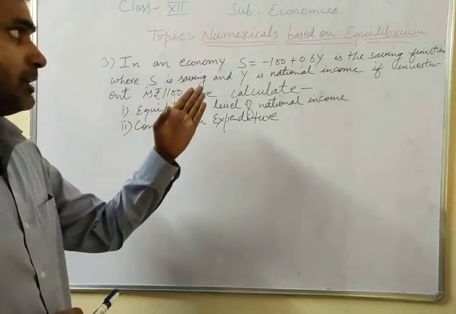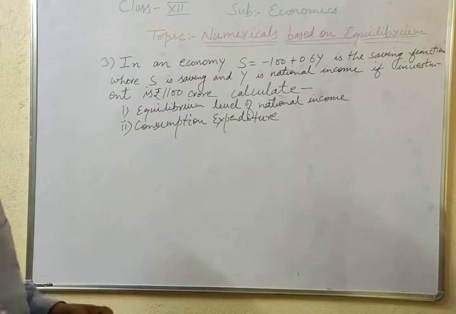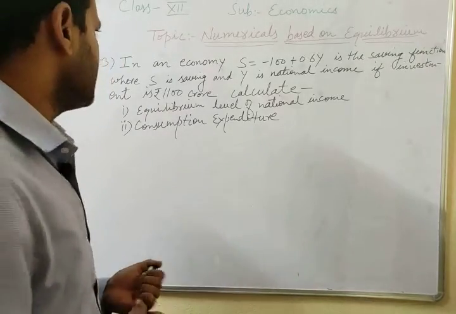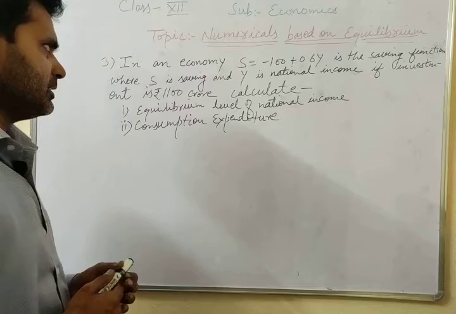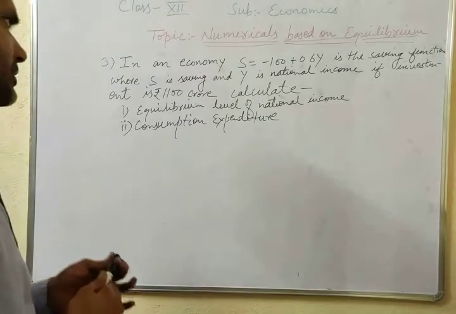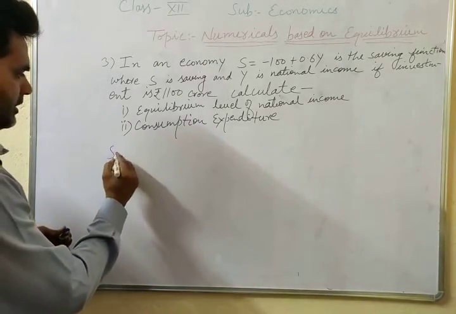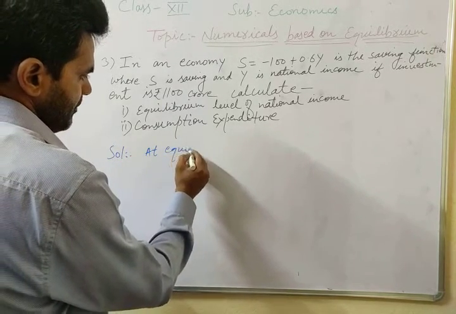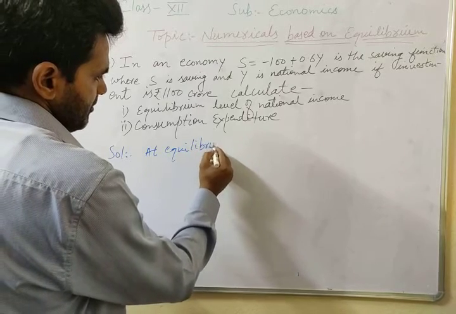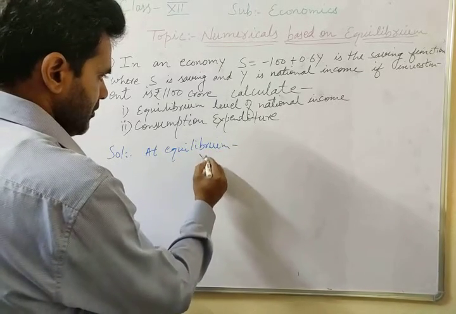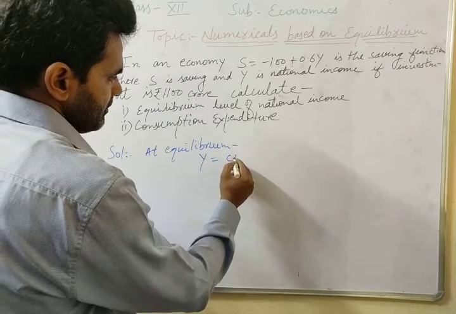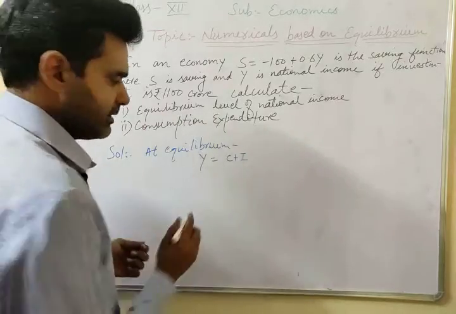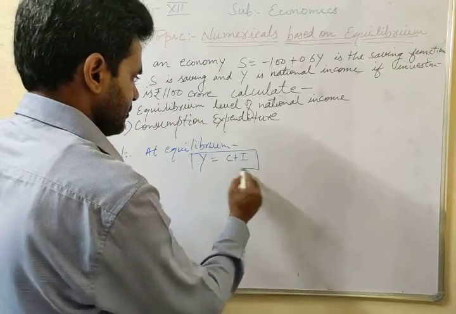So in an economy, S is equal to minus 100 plus 0.6Y is the savings function, where S is saving and Y is national income. If investment expenditure is rupees 1100 crore, calculate equilibrium level of national income. So again we know that at equilibrium Y is equal to C plus I. This is aggregate supply and this is aggregate demand.